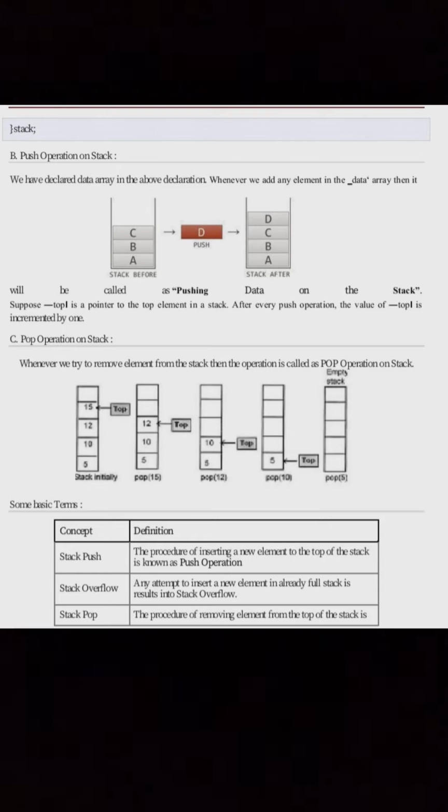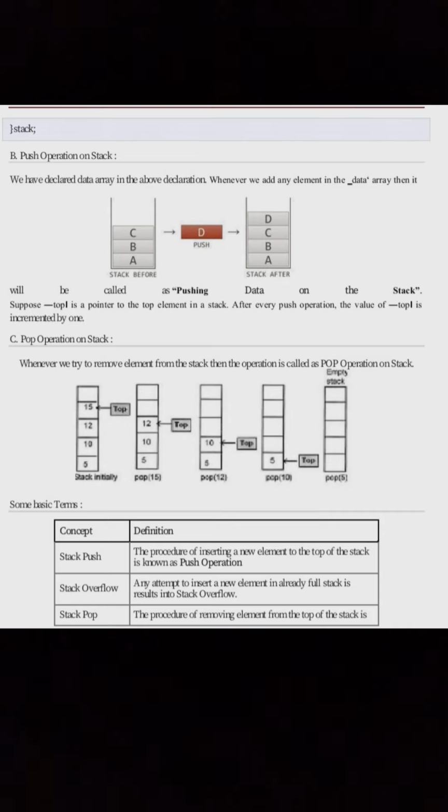Now let us see push operation on stack. We have declared the data array in the above declaration. Whenever we add any element in the data array, it is called pushing data on the stack. Suppose top is a pointer to the top element in a stack. After every push operation, the value of top is incremented by 1. Now let us see pop operation on stack. Whenever we try to remove an element from the stack, the operation is called a pop operation on the stack.